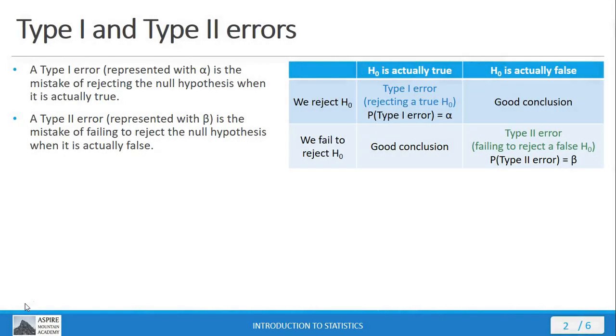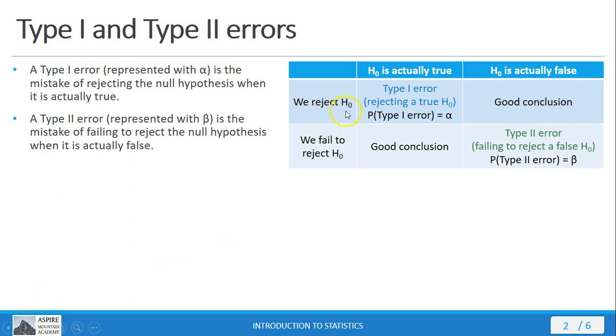We've talked previously about Type 1 and Type 2 errors, but we need to put this in terms that we can understand for hypothesis testing. So the type 1 error, which we represent with the Greek lowercase letter alpha, is the mistake of rejecting the null hypothesis when it's actually true.